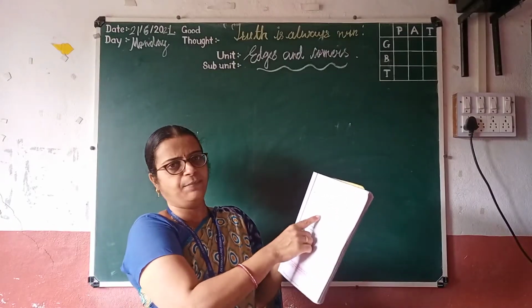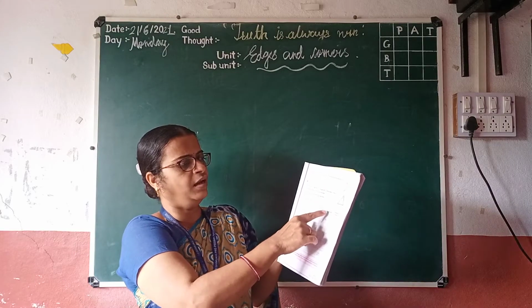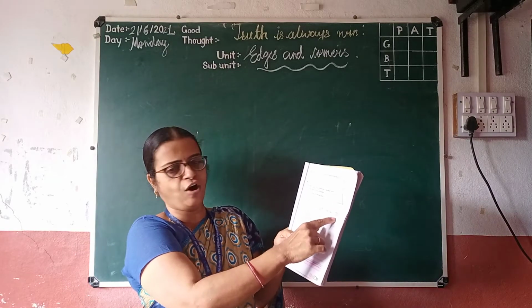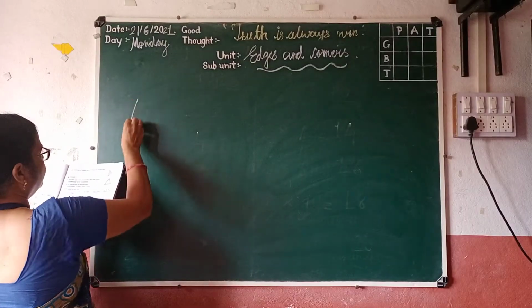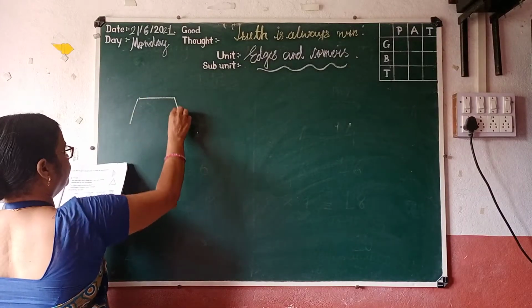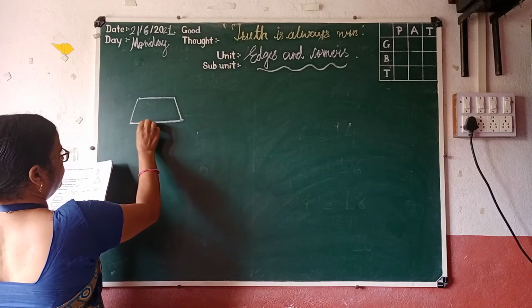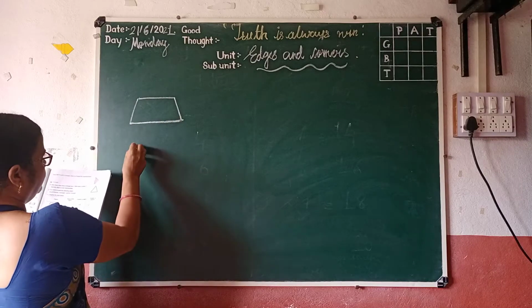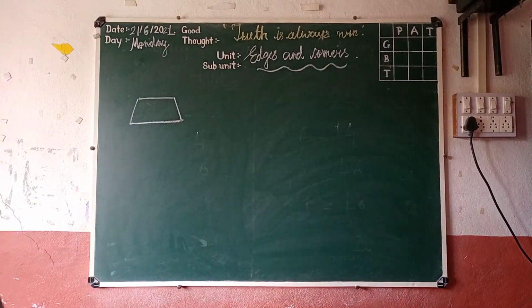So complete the table below. It is given there: figure, name of the figure, number of edges and number of corners. So look here, students. Scale.